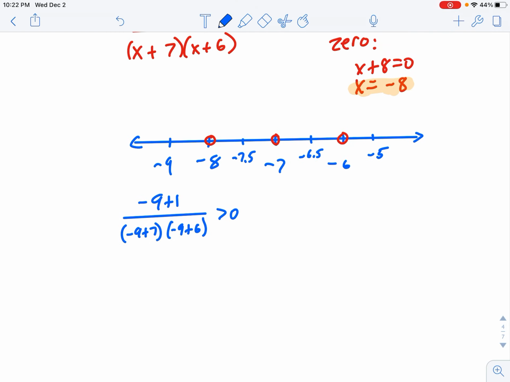Well, here's a way to process this, if it works for you. Negative 9 plus 1 is a negative. Negative 9 plus 7 is a negative. Negative 9 plus 6 is a negative. These two negatives cancel out and make a positive. Negative divided by positive is a negative. Is a negative greater than 0? No. So that does not get shaded in.